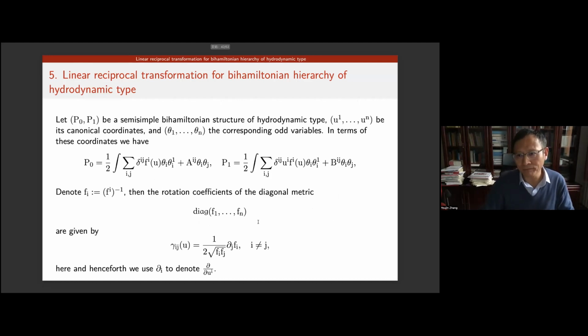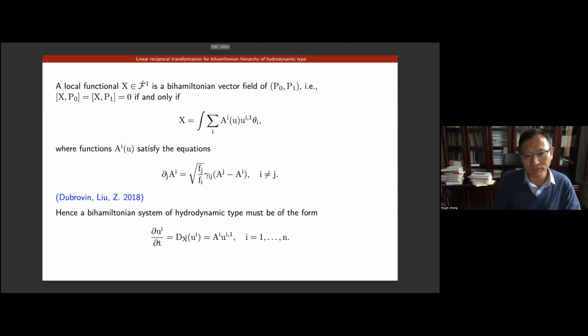We start from a semi-simple bihamiltonian structure of hydrodynamic type, and we represent this bihamiltonian structure in the canonical coordinates. Then the associated metric is diagonal. We can represent this diagonal metric by f1 to fn. And this diagonal metric has the rotation coefficients, which we denote by gamma j.